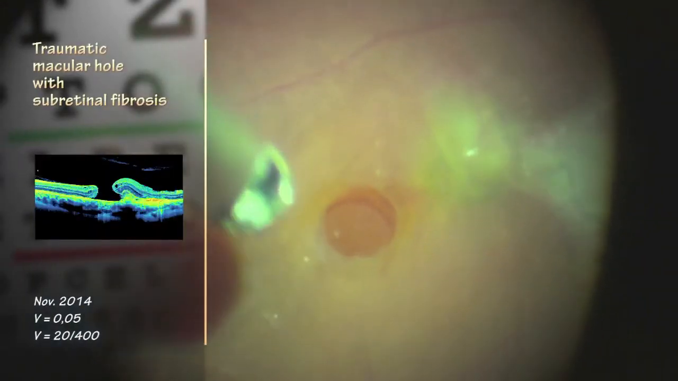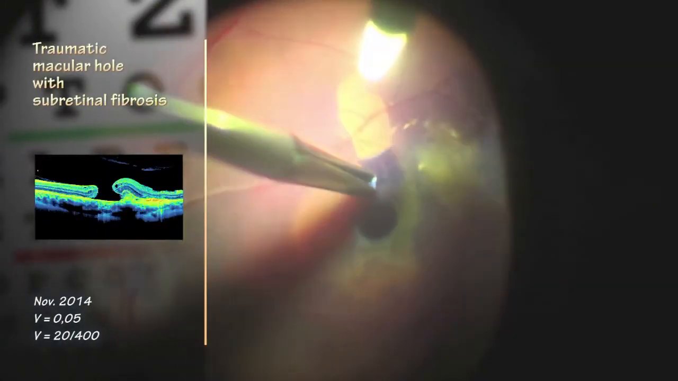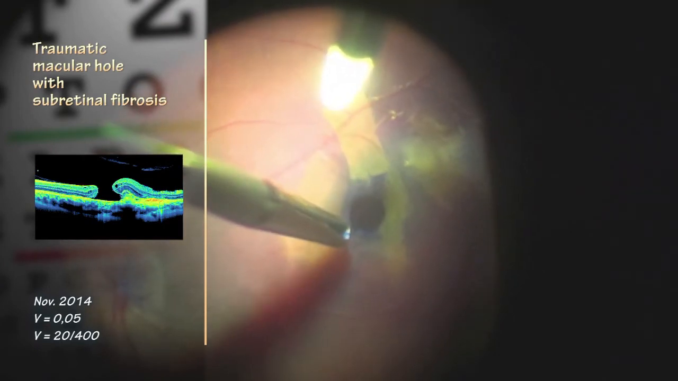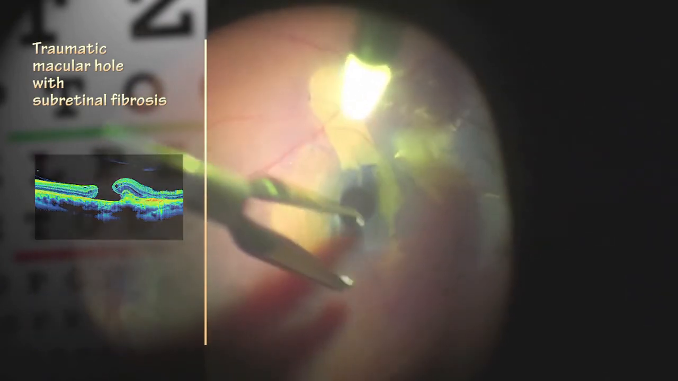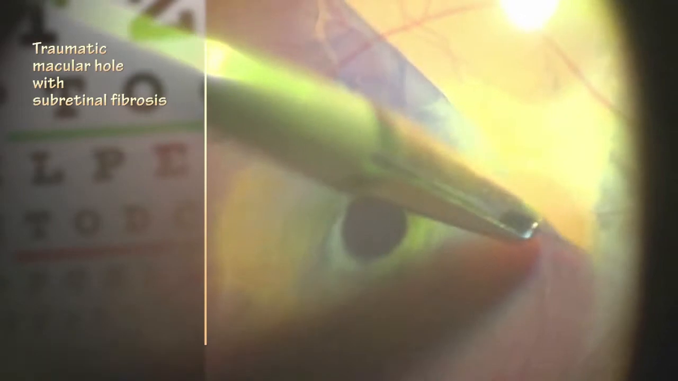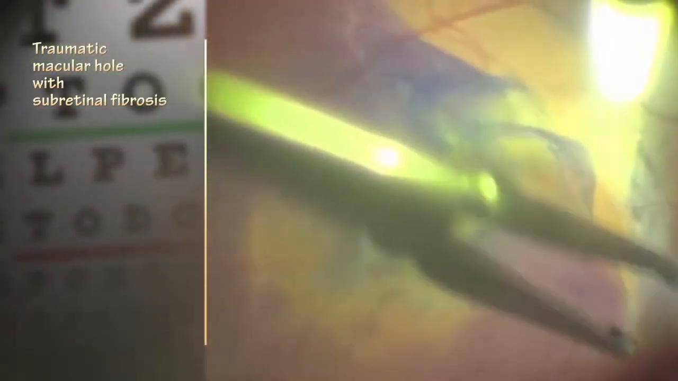Traumatic macular holes with subretinal fibrosis present an additional challenge for surgical repair. The temporal inverted ILM flap technique may be used in such cases. The macular hole was closed and visual acuity improved.